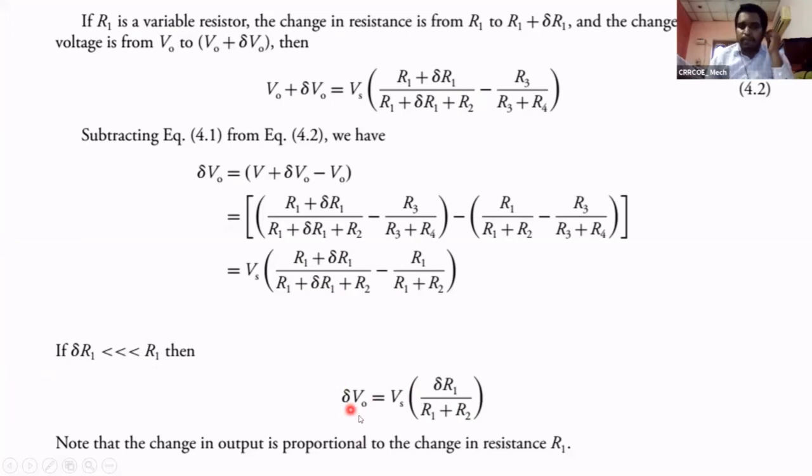Now this is the change in output, and that is because of the change in resistance R1. In this way we can find the change in output. According to the change in output, we can find the measurement. That is one way. Otherwise, if you have a certain delta V naught value, by changing the R2 value you can make delta V naught 0. How much R2 is required to make delta V naught equal to 0, we measure that R2. Based on that R2, we can find the measurement. This is called a bridge circuit.